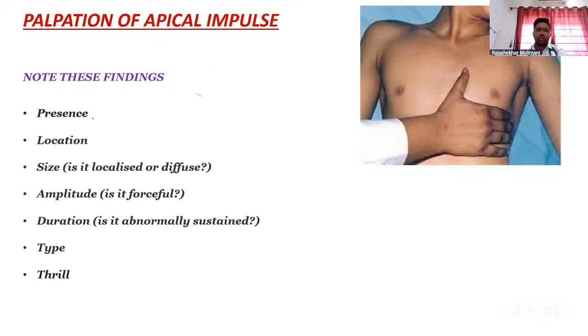So what all points are you going to assess? First, whether it is present or not. If it is present, where it is located, and what is its size. That means whether it is a localized apex beat confined to a single intercostal space or it is diffuse. Amplitude, whether it is forceful or not, and this is a very subjective feeling. You will appreciate the forceful apical impulse only after seeing 100 to 200 normal apical impulses. Next, you are going to assess the duration. What is the type? That is, we have specific characters that you are going to label it with. Is there any associated thrill or not?